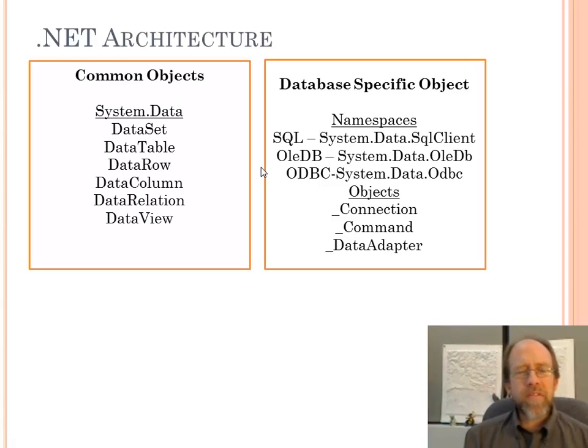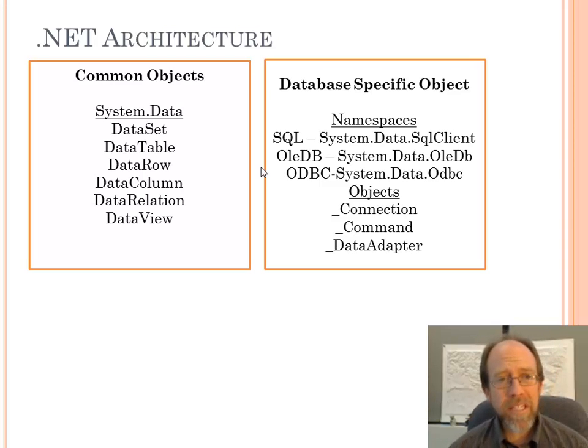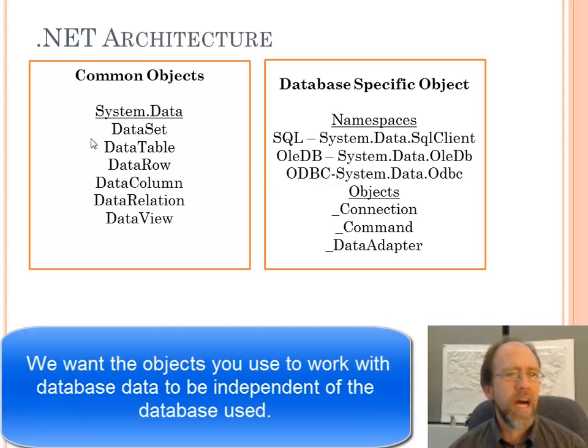So let's look a little bit at the architecture. And as we do this, we want to look at a few things, like why is it set up the way it is? So let's say we're working in a programming language and we want to work with data. Well, if you're working in a programming language like C# or any object-oriented programming language, what you'd really like to be able to do is have a set of common objects that you can use, that don't change depending upon the type of database that you're using.